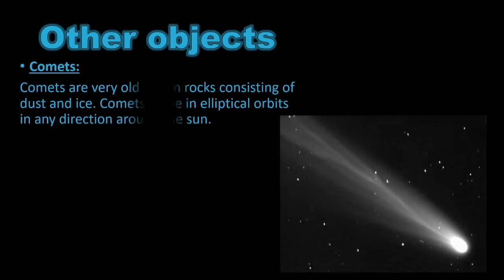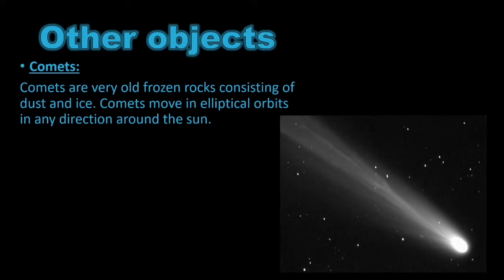Then we have a comet. So a comet is a very old frozen rock which consists of dust and ice. A comet moves in an elliptical orbit in any direction around the Sun.